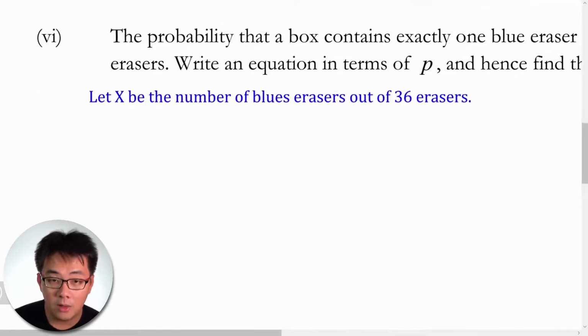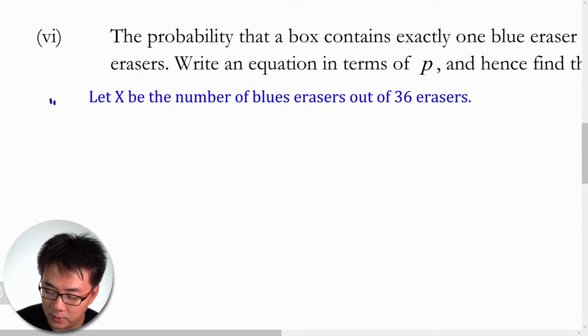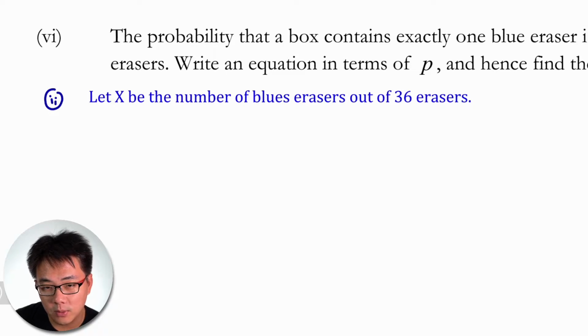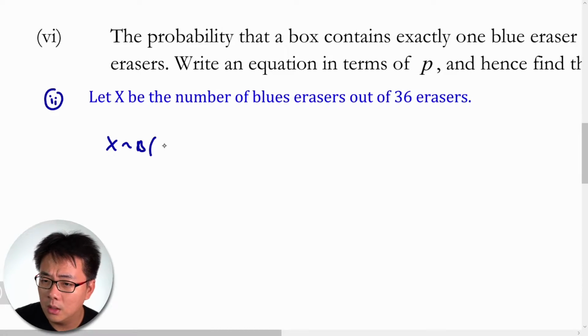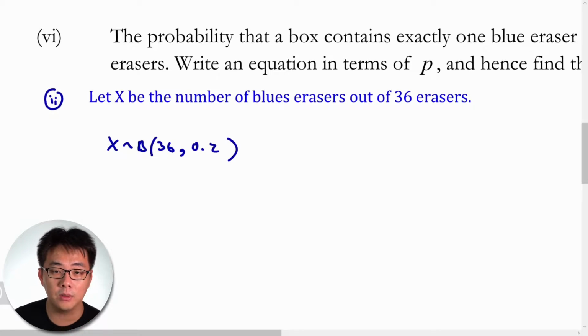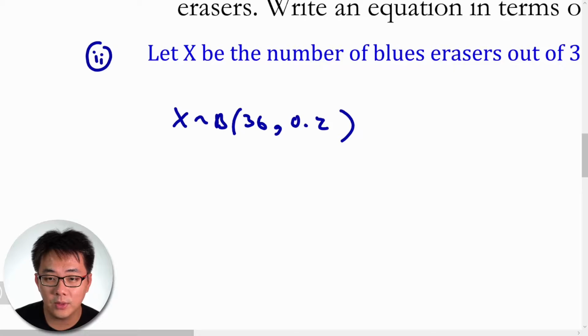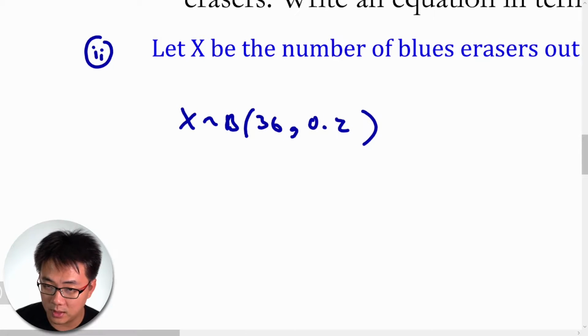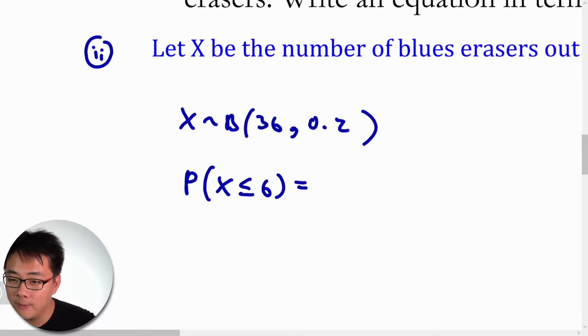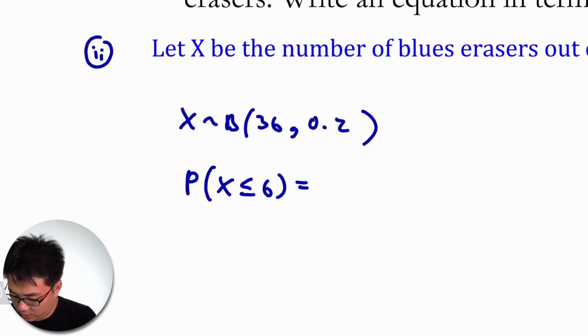So this part here, right now in your assignment, so that I could mark them. Part 2, part 1 just refer to the one below. So the chosen box of erasers contains at most 6 blue. So basically X would be binomial with 36, and we have a 20% chance of each being blue. So the probability of X at most 6. Key in the calculator, it should be okay. CDF. So this will be 36, this is 0.2, and this is 6.